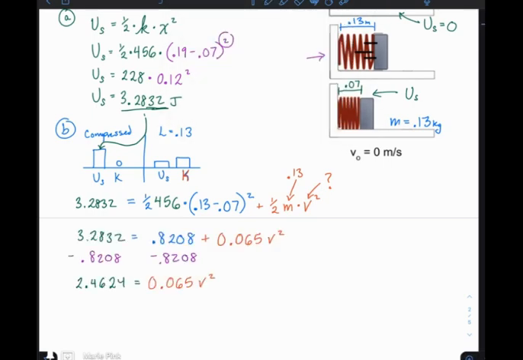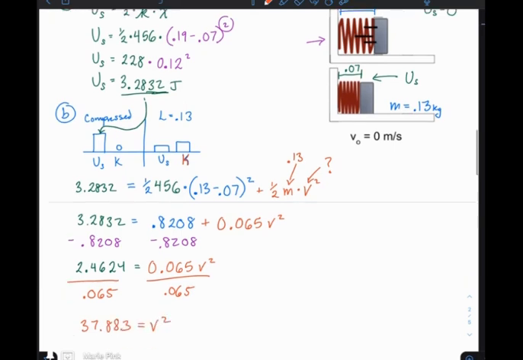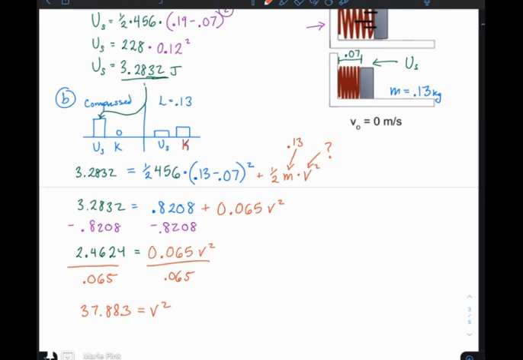All right, so I went ahead and plugged in those numbers, and then I subtracted 0.8208 from both sides. At this point, I need to then go ahead and divide by 0.065 and then solve. So I get 37.883 is equal to my velocity squared. And then to find that, I just need to square root it. And I get 6.15 meters per second is the velocity of the block at 0.13 meters.